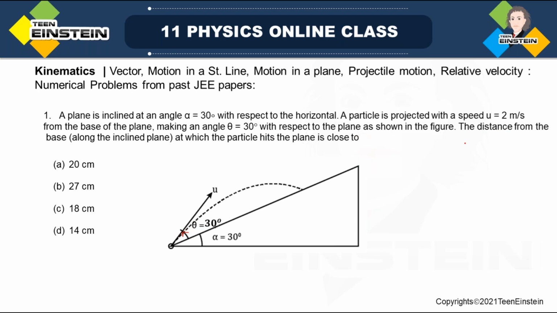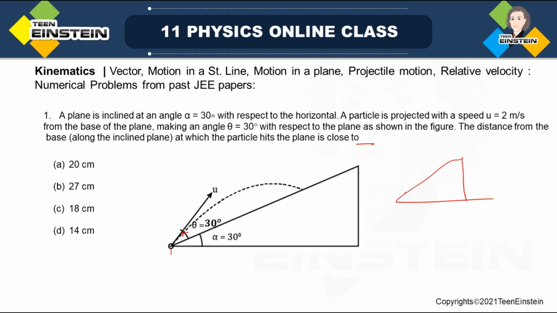Now the question is the distance from the base. Base means here, the starting point. The distance from the base along the inclined plane at which the particle hits the plane is close to 20 centimeter, 30 centimeter, 18, 14. You have to find the answer. That means the range along the inclined plane. This is not a very common problem of what we do in the textbook.